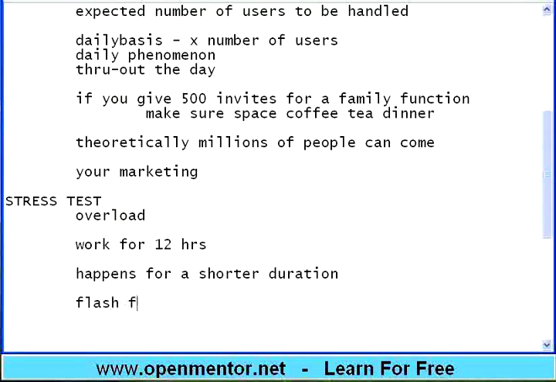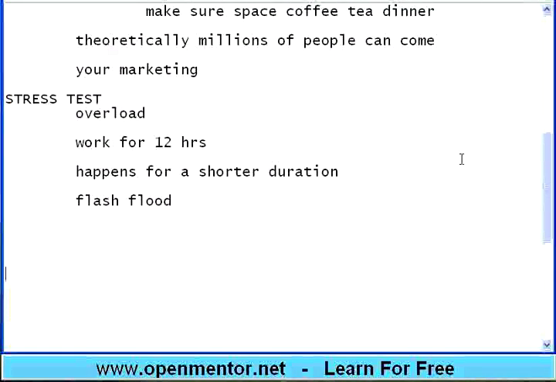It's like a flash flood. Out of nowhere, if the crowd comes, if more water comes through the river, it causes damage. Because the passage may not be adequate for the flash flood to get drained in a quick span of time, but within a few hours it does the damage. So that is called a stress test.